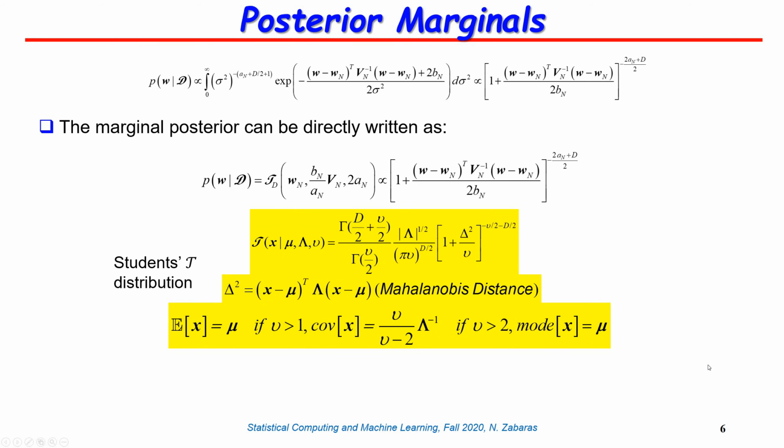So I'm summarizing the formulas for the student t distribution with some of the moments. The expectation, the mean value, is Wn. The covariance is given by the degrees of freedom divided by the degrees of freedom minus 2, times lambda minus 1. The mode, as in the Gaussian case, is also equal in this particular case to Wn. So you do have the marginal, you have everything.